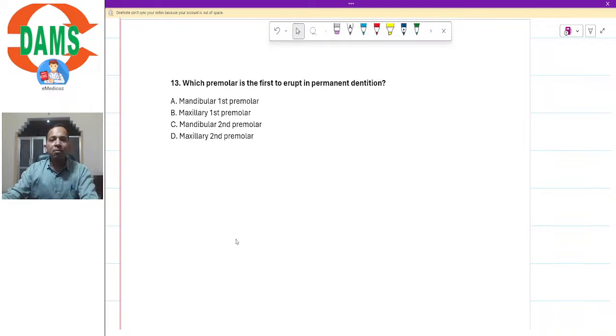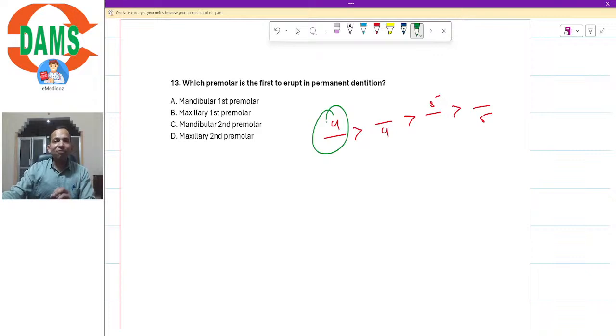Which premolar is the first to erupt in permanent dentition? When we studied chronology, we learned that all the mandibular teeth erupt before their maxillary counterparts except the premolars. In premolars, the maxillary premolars erupt before the mandibular counterparts. So upper 4 erupts before lower 4, then upper 5, and then at last lower 5. So this is the sequence, isn't it? So which premolar erupts first? It is the maxillary first premolar, isn't it? Maxillary first premolar would erupt first.